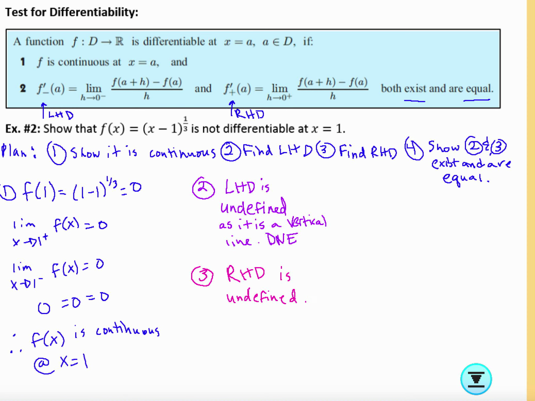And then we can continue on to step 4. We're going to show that step 2 and step 3, the left-hand derivative and the right-hand derivative, exist and are equal. Well, I mean, they do both not exist, so that I guess is equal, but they don't exist. So not differentiable.